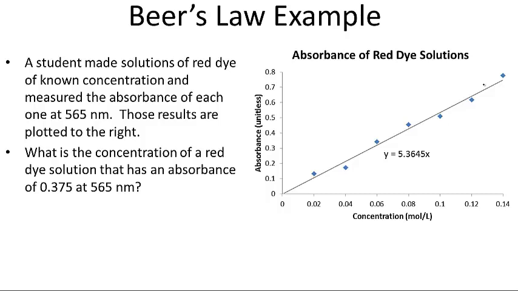So suppose you made solutions of a red dye of known concentration and measured the absorbance of each one at 565 nanometers. Those results are plotted here. I think for you they're on another slide. But what's the concentration of the red dye solution that has an absorbance of 0.375 at 565 nanometers? So you go through the trouble of measuring the absorbance of a bunch of different known concentrations. You make this graph. How would I determine the concentration of a solution with an absorbance of 0.375?